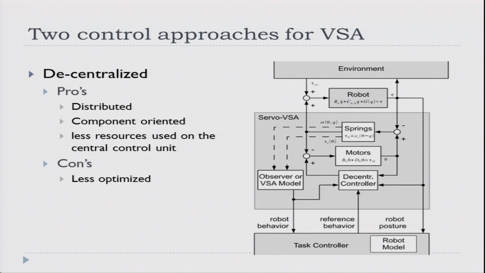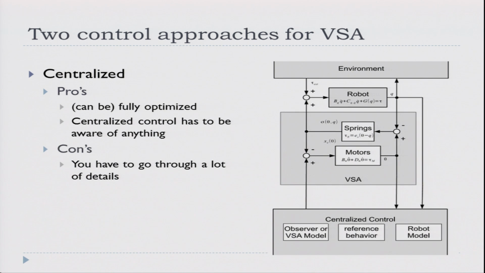This kind of approach has the pro that it is distributed, so it's more component-oriented, and it uses fewer resources on the central intelligence of the robot. But the disadvantage of this kind of system is that it will ultimately be less optimized than what you can get in another way, which is a centralized approach.